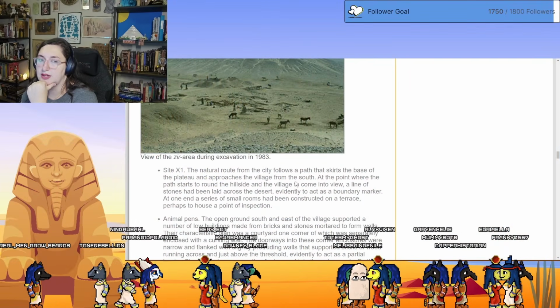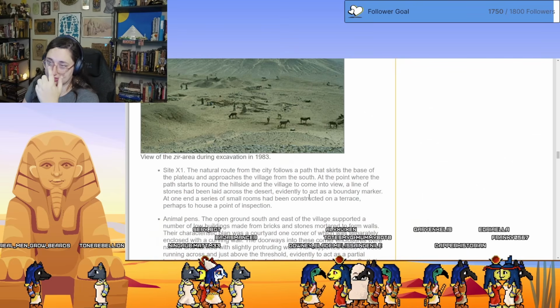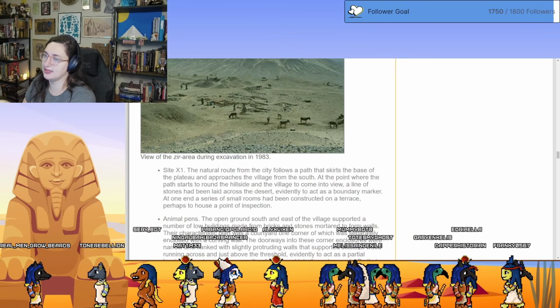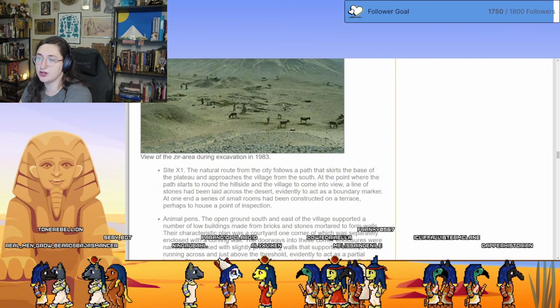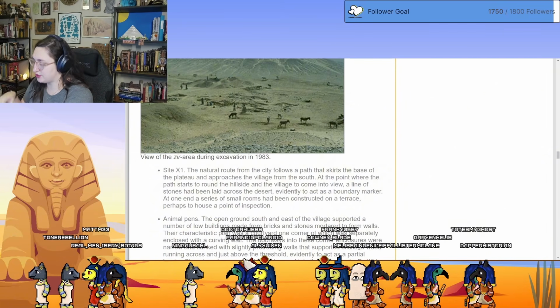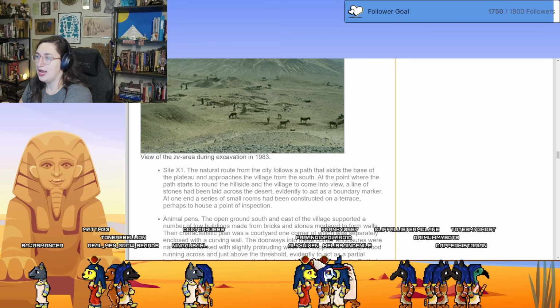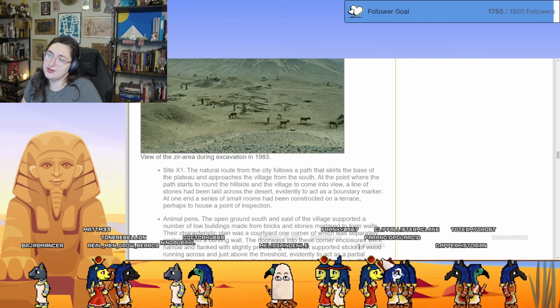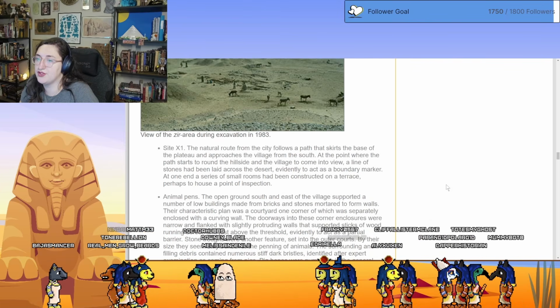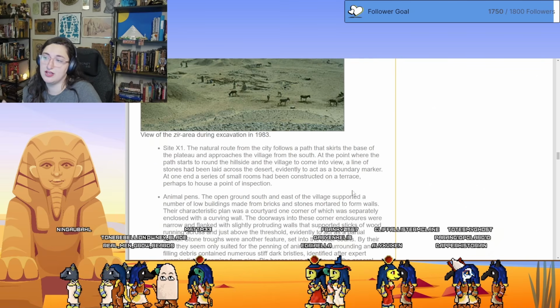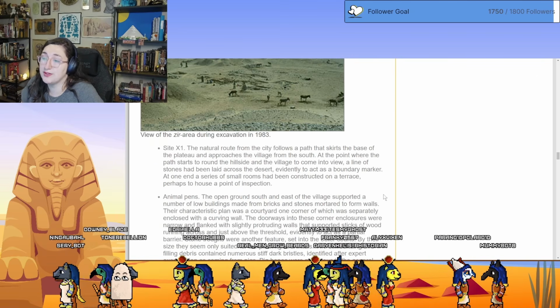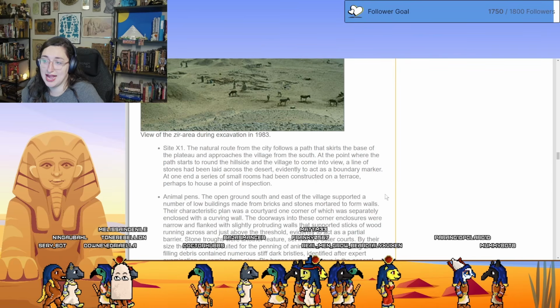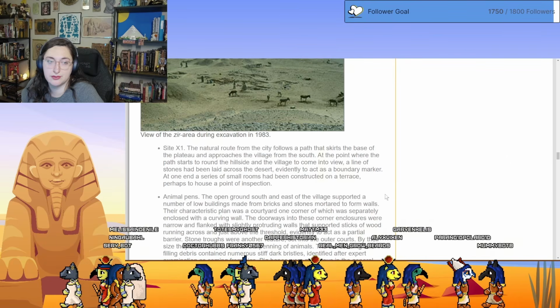All right. Other parts of this entire complex, there is Site X1. The natural route from the city follows a path that skirts the base of the plateau and approaches the village from the south. At the point where the path starts to round the hillside and the village comes into view, a line of stones has been laid across the desert, evidently to act as a boundary marker. At one end, a series of small rooms has been constructed on a terrace, perhaps a house or point of inspection.